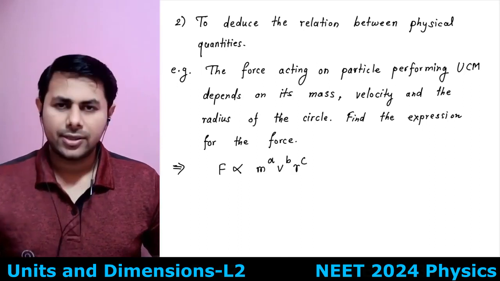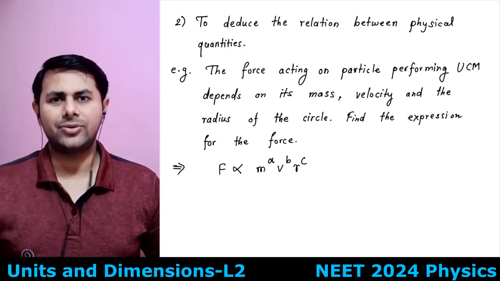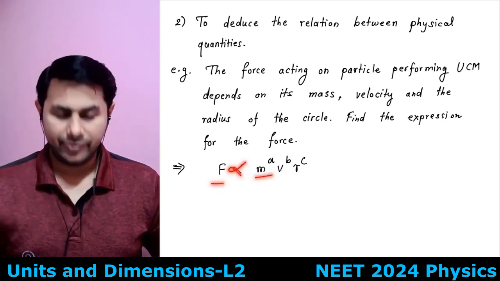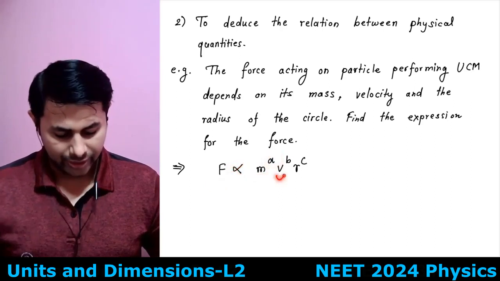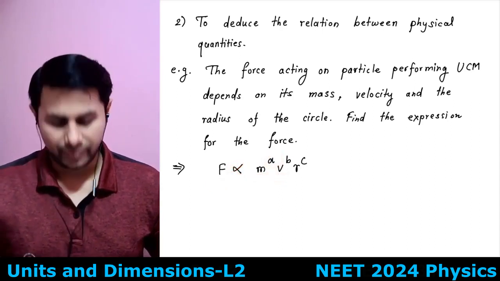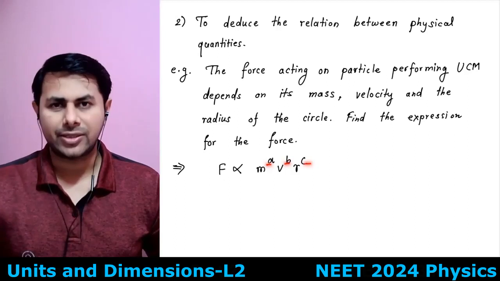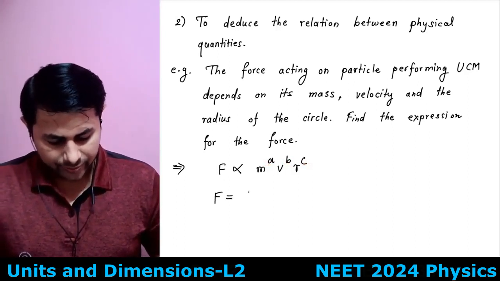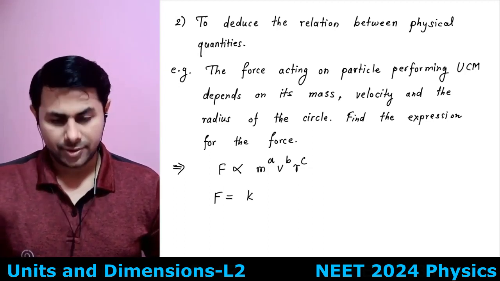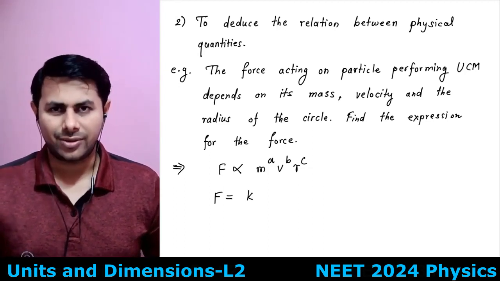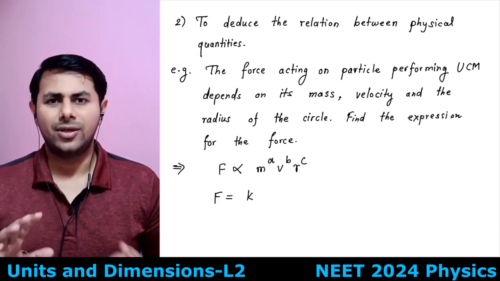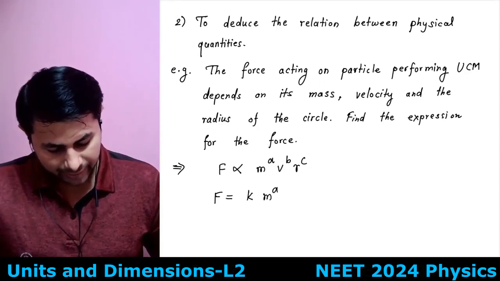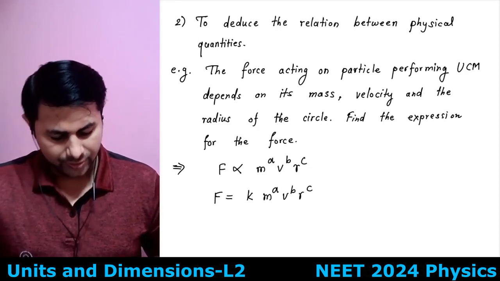Let's say we don't know this formula, so we can find it out using dimensions. F is proportional to m to the power a, v to the power b and r to the power c, and we want to find out these powers a, b, c. So we write F equals some constant k, which is just a multiplicative number, a coefficient with no dimensions. So F equals k multiplied by m raised to a, v raised to b and r raised to c.